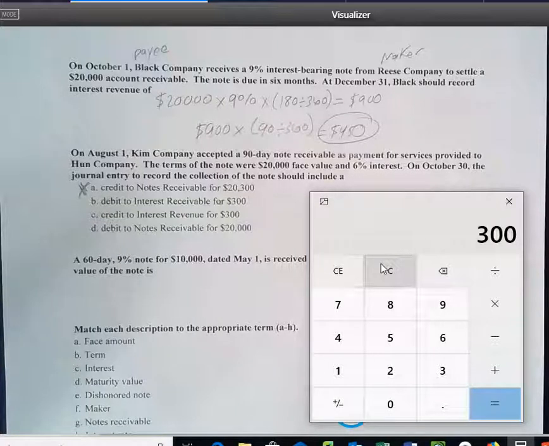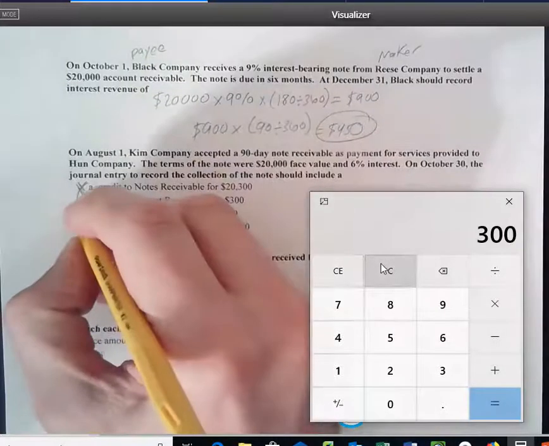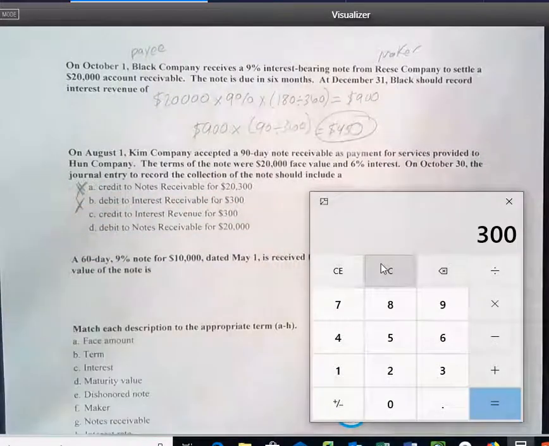We would actually go ahead and credit interest receivable when we get the $300 in interest. So this is also an incorrect answer. Choice C says a credit to interest revenue for $300. Well, that sounds right. And then finally, choice D says a debit to notes receivable for $20,000.